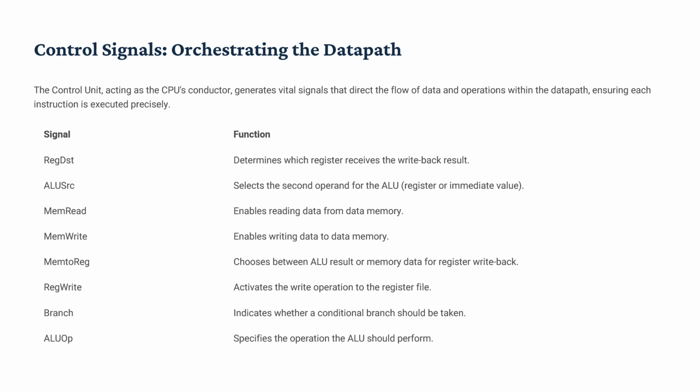MemRead enables reading data from data memory. MemWrite enables writing data to data memory. MemToReg chooses between ALU result or memory data for register write back. RegWrite activates the write operation to the register file. Branch indicates whether a conditional branch should be taken. ALUOp specifies the operation the ALU should perform.